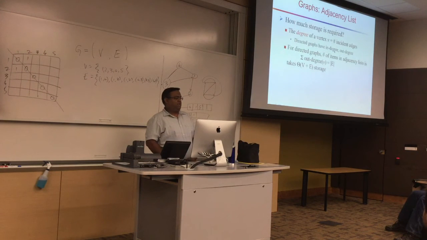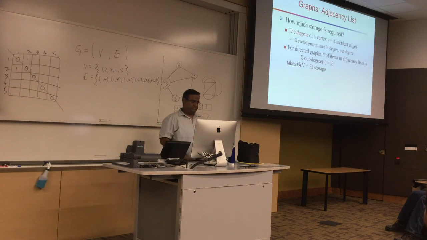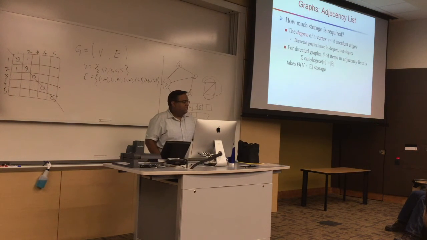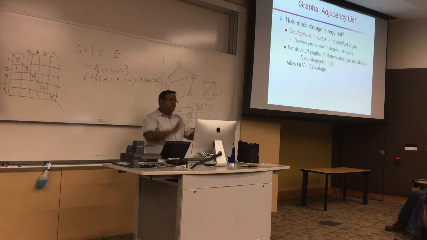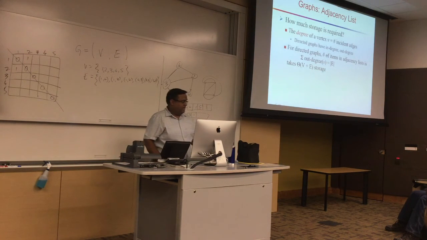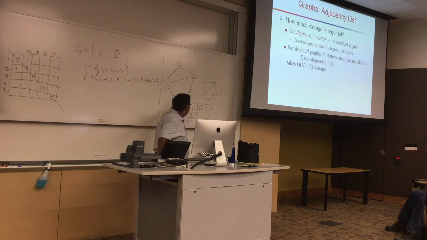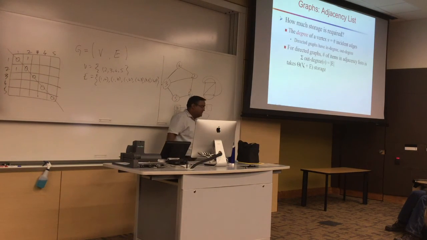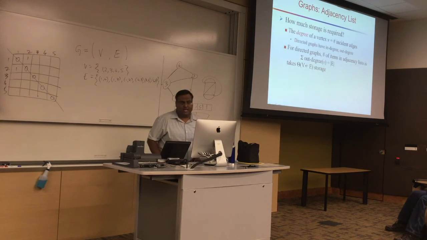Now for directed graphs, the number of items in the adjacency list is the sum of out degrees, because that's what you maintain in the directed graph, right? The sum of all the out degrees that you have is equal to E. And so it takes V and E number of storage. So V plus E, order of V plus E.